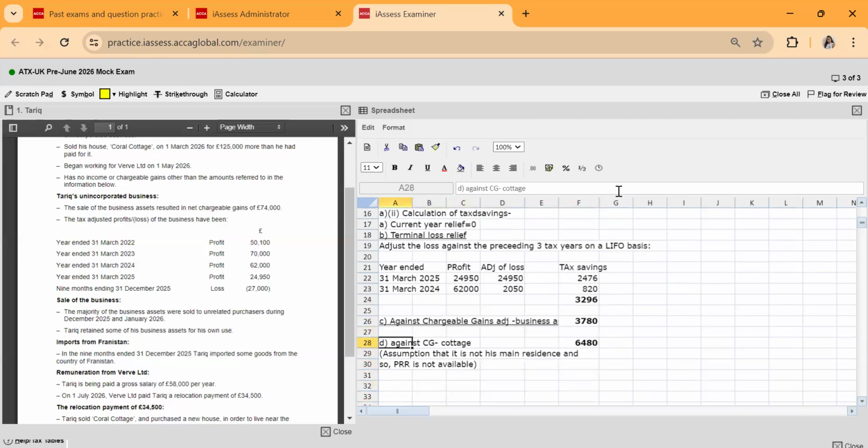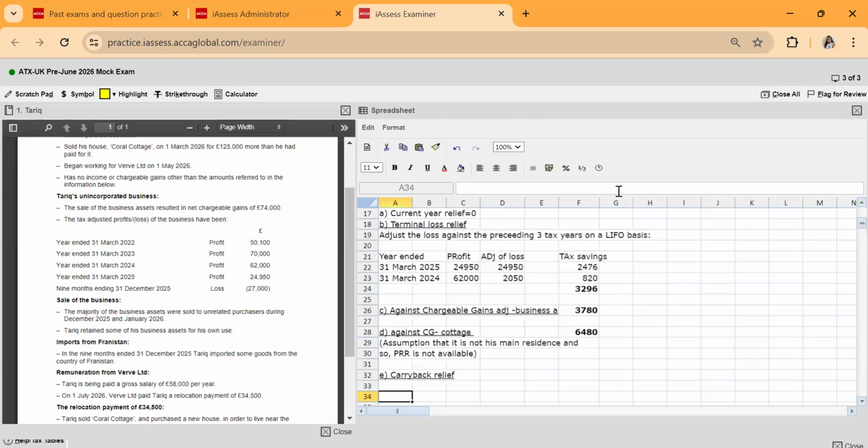Now let's go to the last one, that is against the carryback relief. We can carry back to the previous tax year, right? And the previous tax year is 24-25. There is a profit of 24,950. So then what is the benefit that we can have? That is 2,476. Exactly.